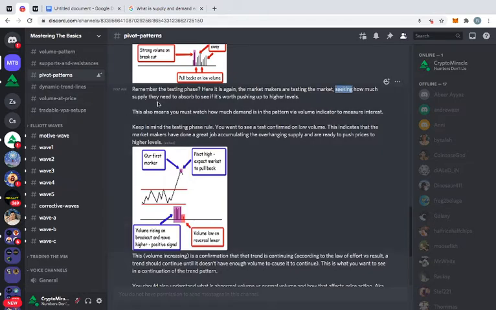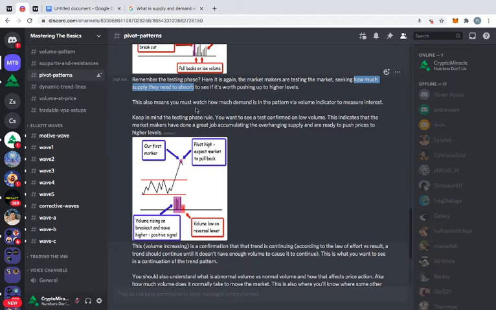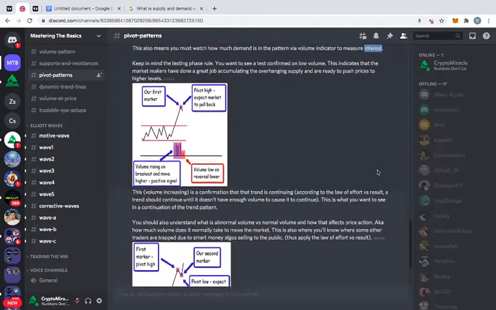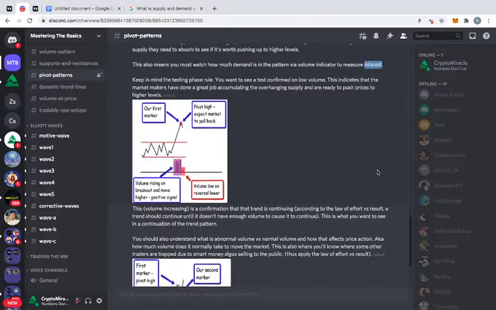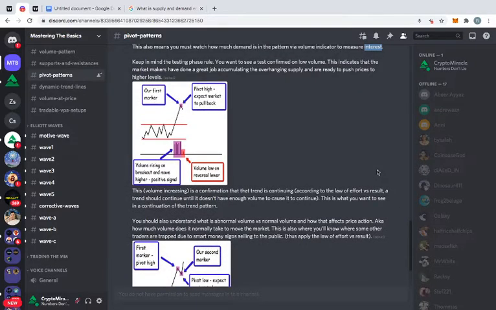Always ask questions: how much supply they need to absorb. Because these are the questions that they ask each other. How much supply do we need to absorb? How much is the supply going to cost us, to see if it's worth pushing up and trending the prices upwards? This also means that you must watch for how much demand is in the pattern via volume indicators. These guys are smart enough to understand where the demand points in the trend are going to be, where other people are going to follow.